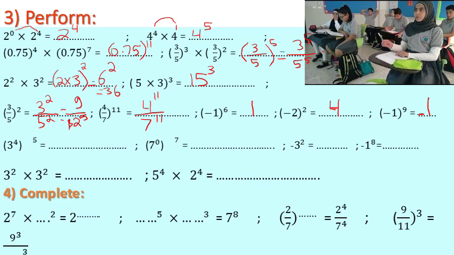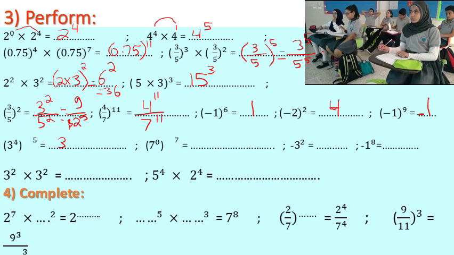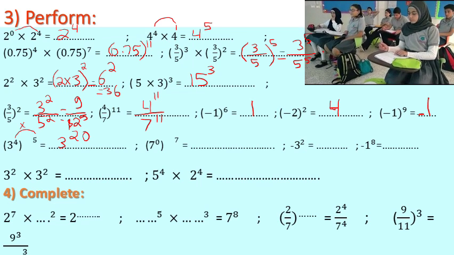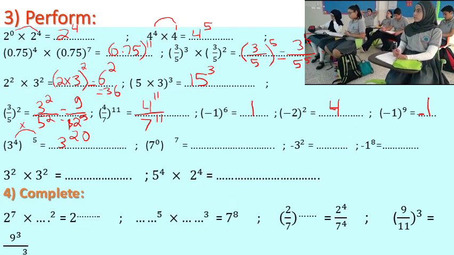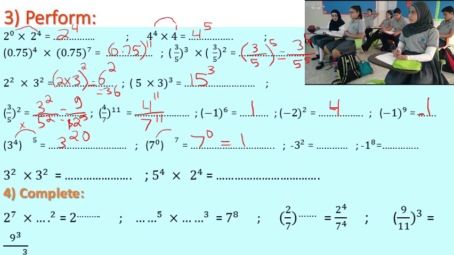Now 3 to the power 4, all of it to the power 5, Dana. What's the base? The base is 3, and we multiply 4 times 5, which equals 20. It is 3 to the power 20, because if we multiply 4 times 5, it gives us exponent 20. Now 7 to the power 0, all of it to the power 0, Ali. If we multiply 0 times 7, it gives us power 0. So it is 7 to the power 0, which is equal to 1.